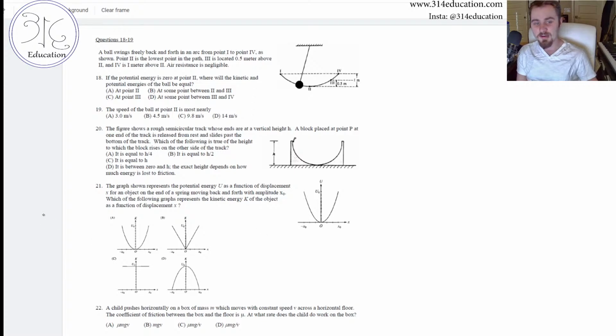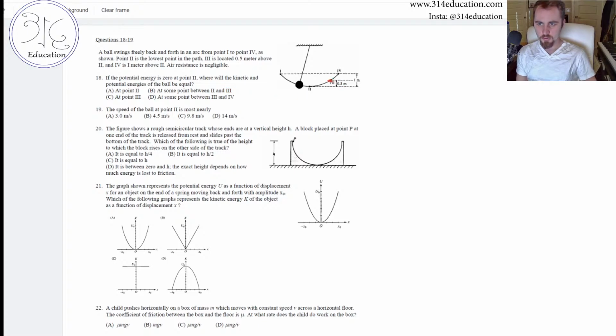So for questions 18 and 19, we're dealing with a ball swinging back and forth on a pendulum. Point 2 is the lowest point in the path here. Point 3 is located half a meter above 2. Point 4 is 1 meter above 2. We're ignoring air resistance. So if the potential energy is 0 at point 2, which we agree with, where will the kinetic and potential energies of the ball be equal?